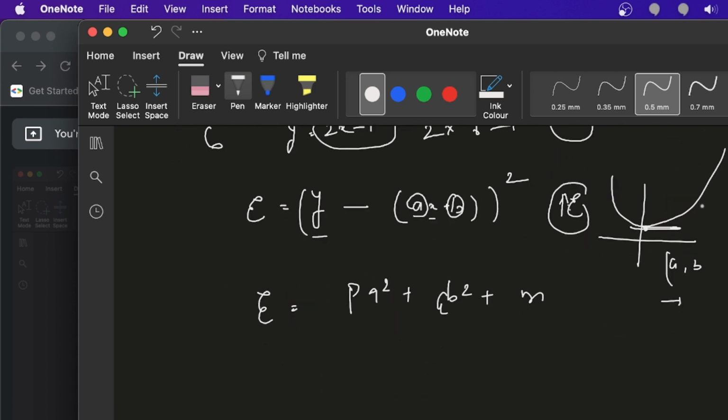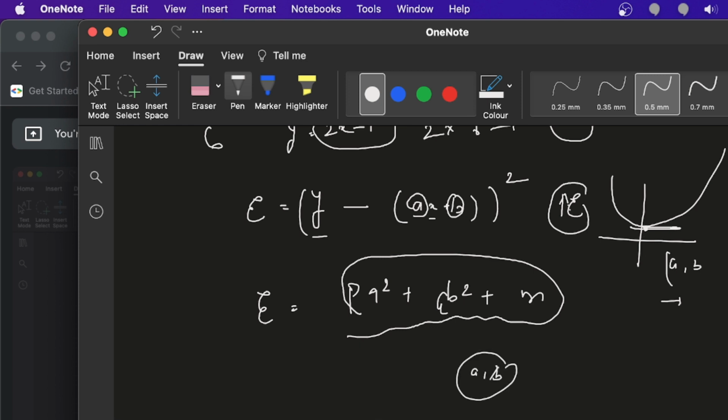So we are going this way. This is the equation. We are trying to find the minimum error for this equation, and these are the values of A and B. When you find the values of A and B, this is your output, and you will get the final equation.